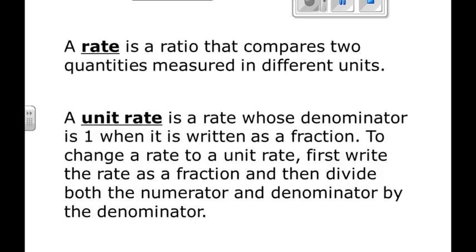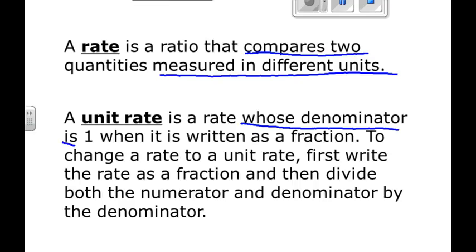A rate is a ratio that compares two quantities measured in different units. So we can compare something like miles and hours. Those are two different units, and so you typically hear something like miles per hour. And a unit rate is that ratio, that rate comparison, when our denominator is 1, and that's a big thing. We need a denominator set as 1. So when it is written as a fraction, the denominator is 1.